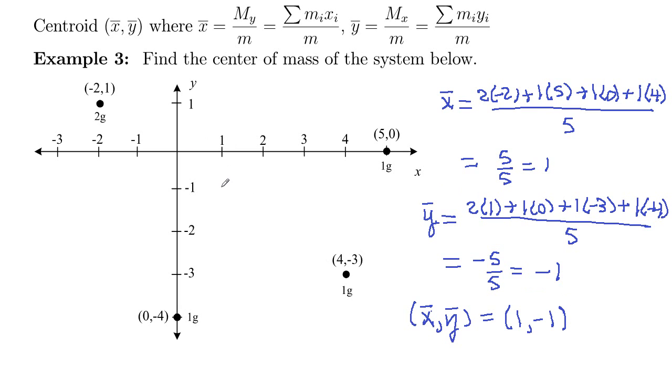So (1, -1), right there is the balance point of this system. So if you think of taking a piece of plexiglass and putting the 2 gram, 1 gram, 1 gram, 1 gram weights on at these coordinates, if you put your finger right at (1, -1), that's going to balance that piece of plexiglass. Pretty cool.